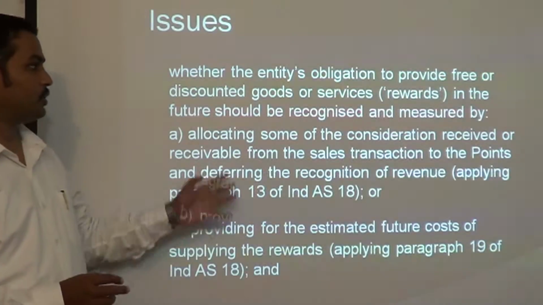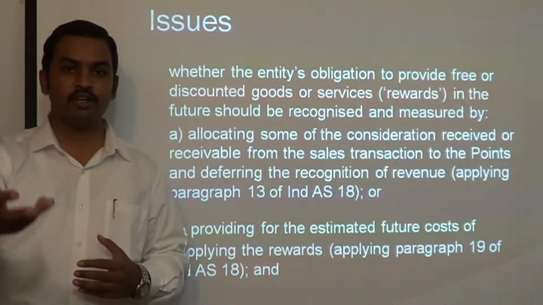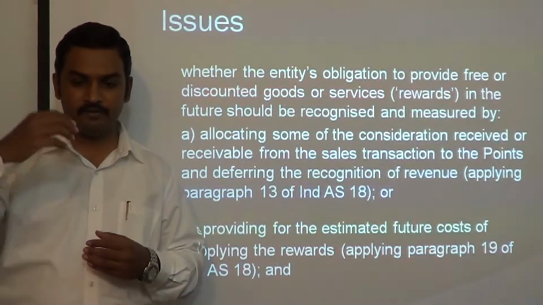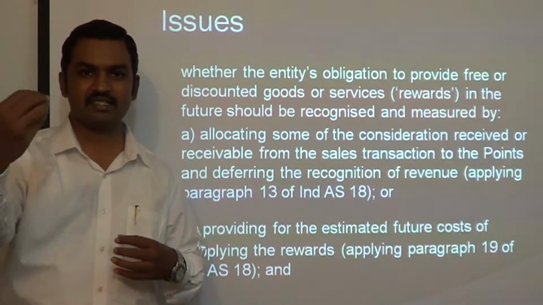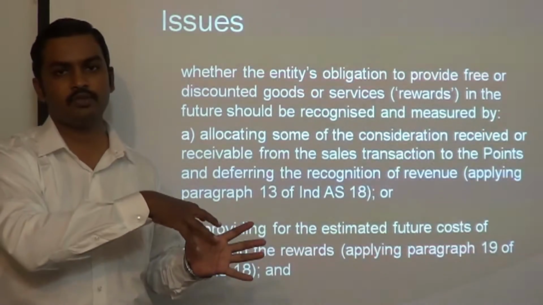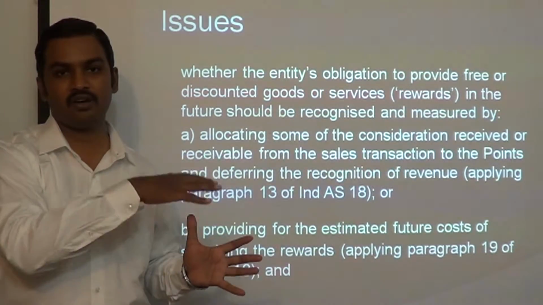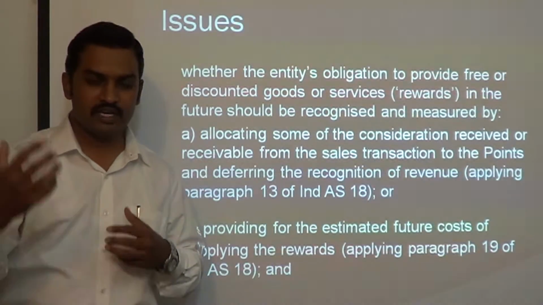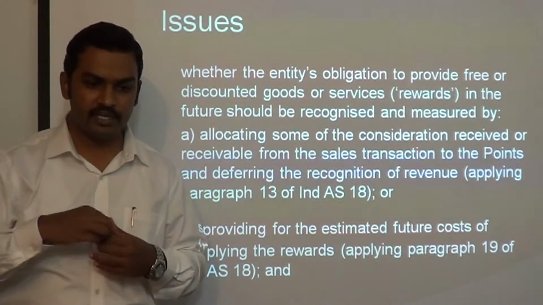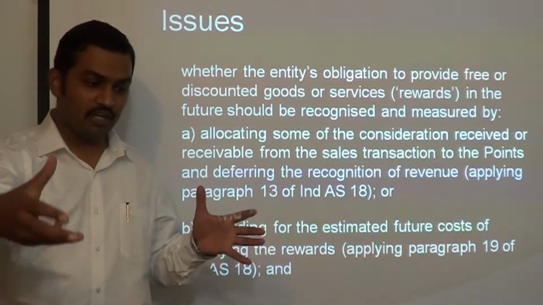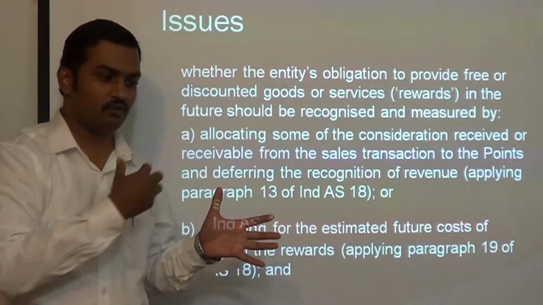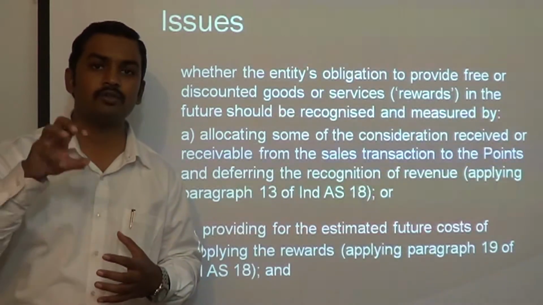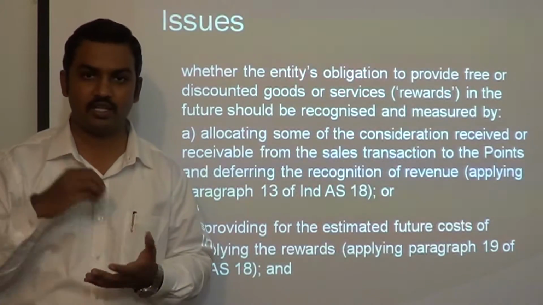Now, what are the issues involved here? By now you would have understood that the loyalty program operator, when he sells goods to customers, is granting some points, and in future these points can be used to get some goods for free or at a discount. So the seller, when he is selling the goods, has an obligation. The obligation is that he is granting some points. In future, in exchange for these points, I have to provide him some goods for free or at a discount. So I have an obligation. How to account for this obligation in the books of the seller is the question.